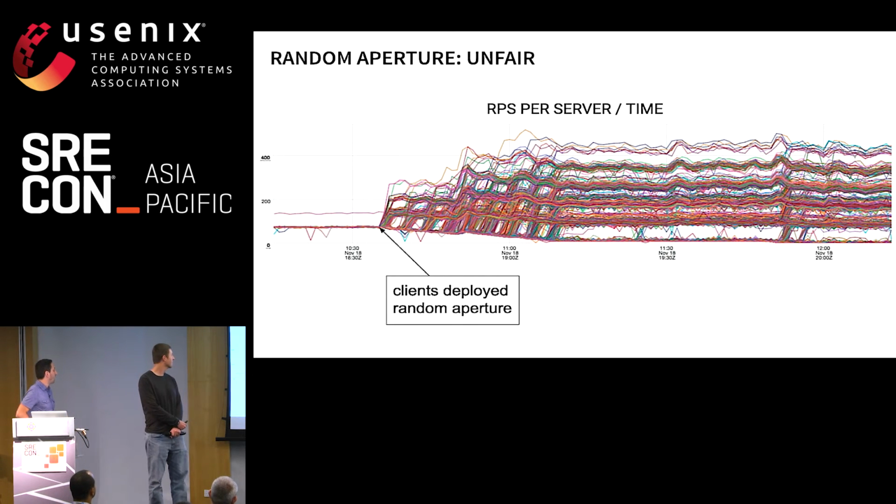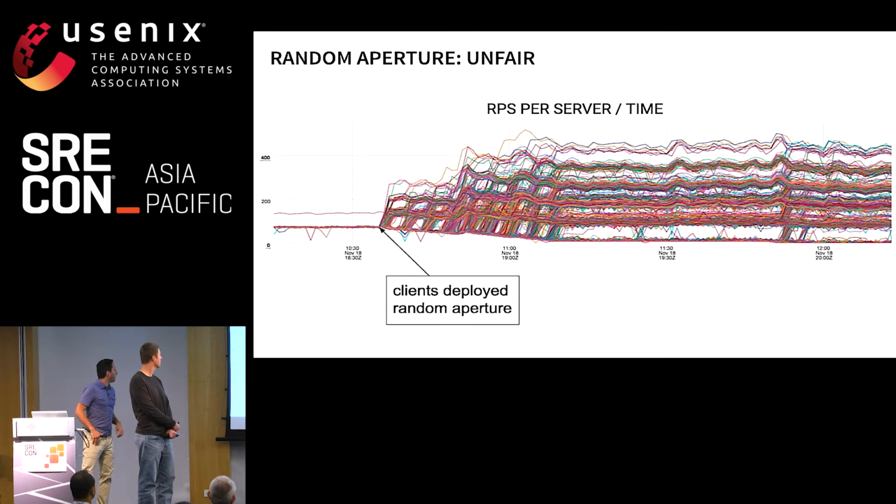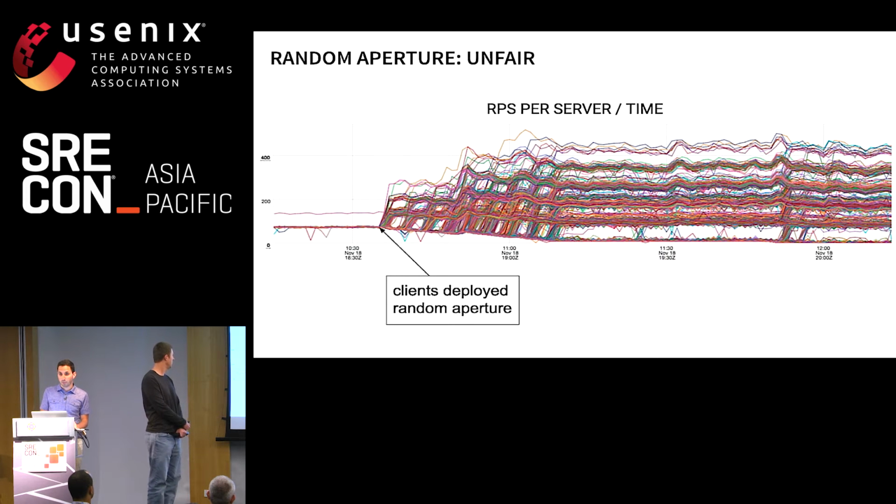So what are we looking at here? We're looking at a time series graph, RPS over time, and then we have this inflection point where the clients that are calling the service upgraded to random aperture. And then we see chaos ensuing. Even here, we see that some instances within this graph are receiving no traffic, while others are receiving over 400 requests per second.